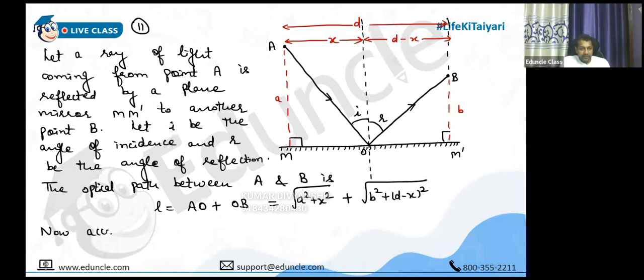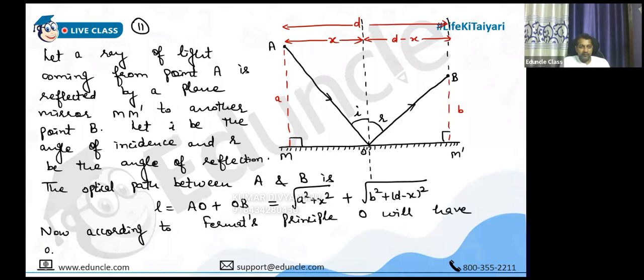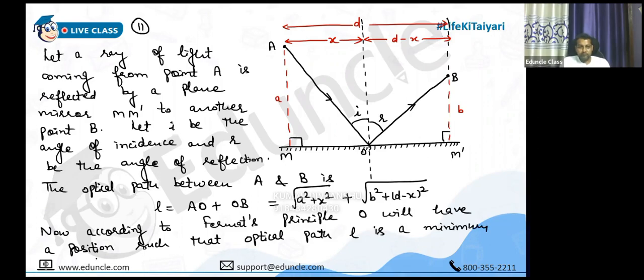Now, according to Fermat's principle, the point O will be such that the optical path length is minimum or maximum, or you can say it is an extremum. Extremum means it may be minimum or maximum. And what is the condition for minimum and maximum? The derivative should be 0. Obviously the unknown is X, and it means dL by dX should be 0. And from there we can get some condition.